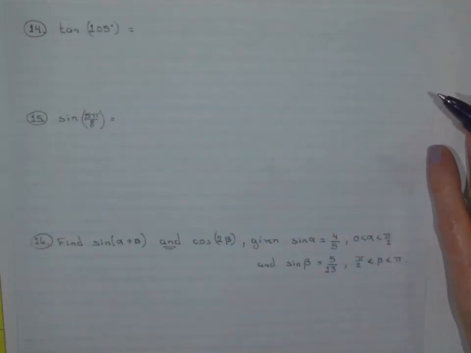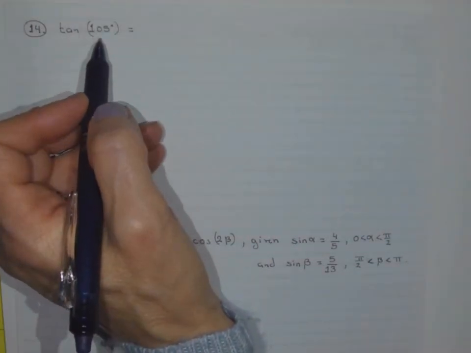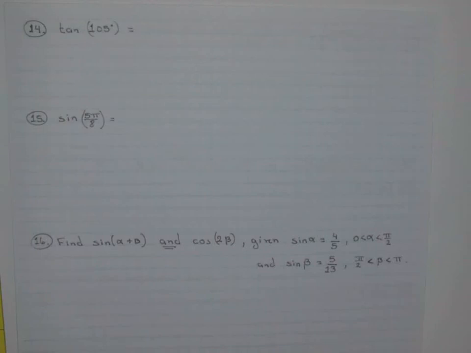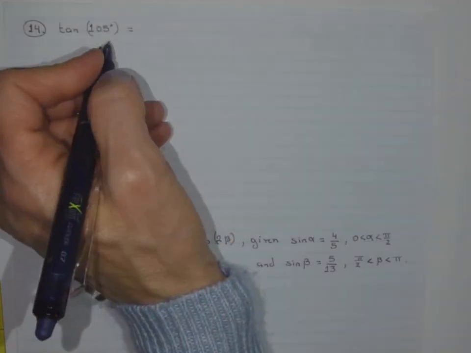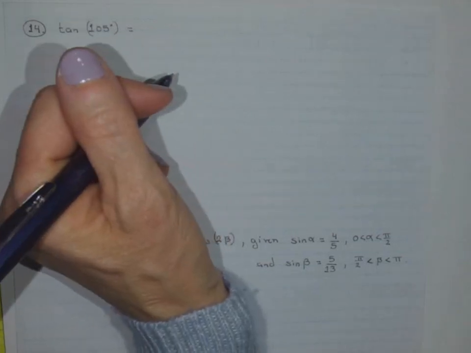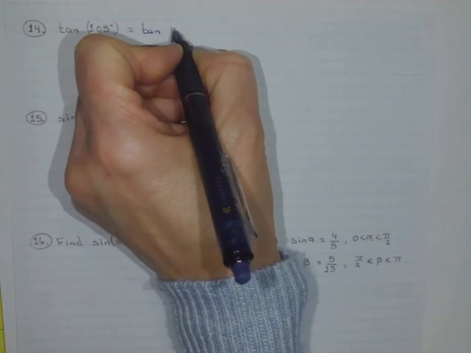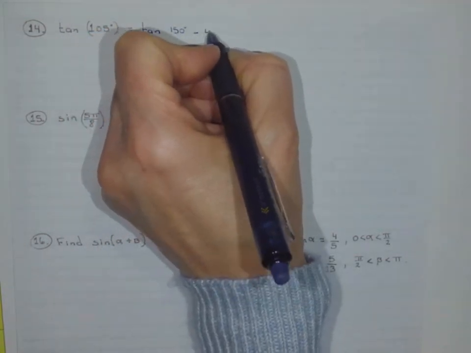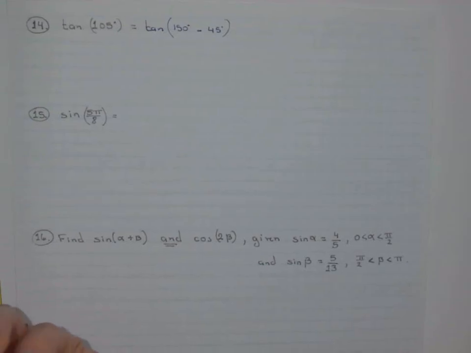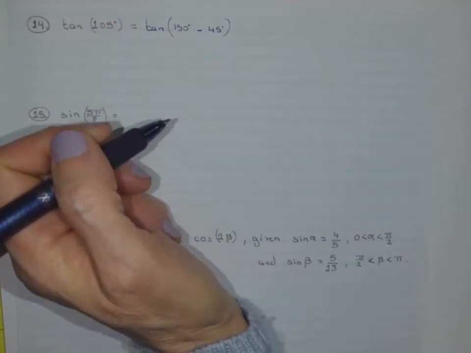Now I want the tangent of 105, and 105 is not a nice number on the unit circle, so I have to figure a way to break that into two angles that would either add up to 105 or subtract to 105. And really it doesn't matter what you decide as long as the angles you pick are actually going to be on your unit circle, right? So I have tangent of 150 minus 45. This is what I pick because 150 minus 45 indeed gives me 105, right?